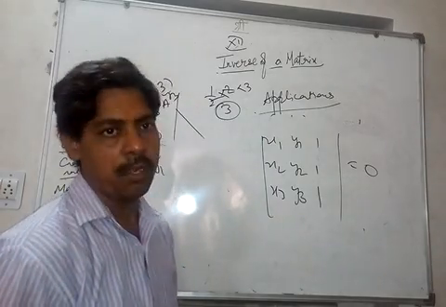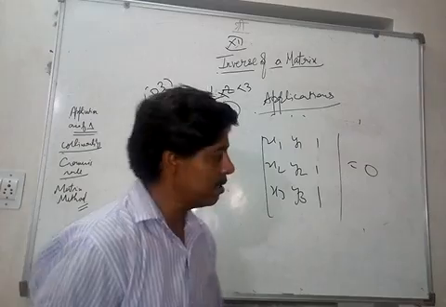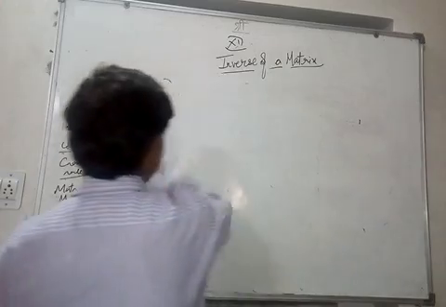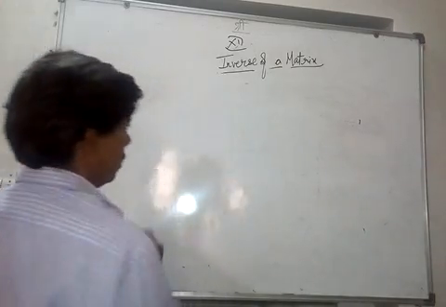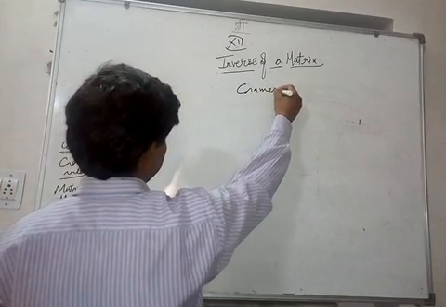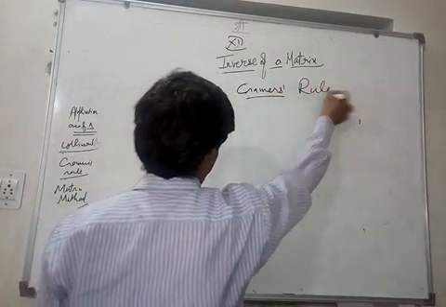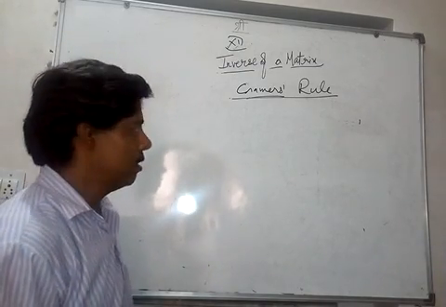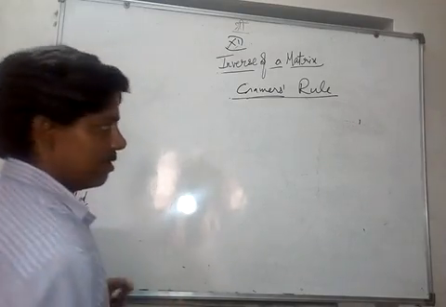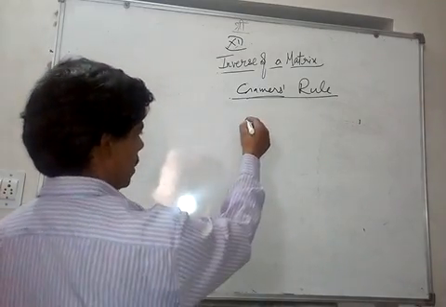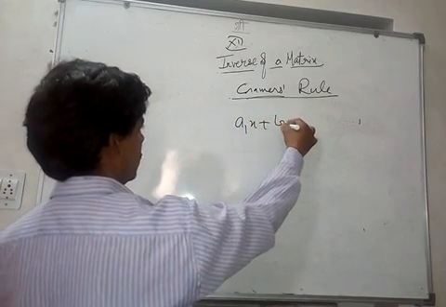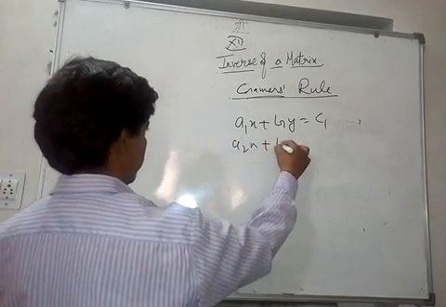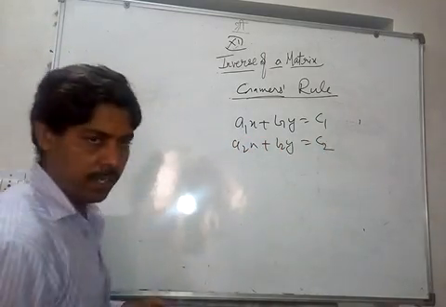Now we come to the most important application of determinants and matrices, and this is Cramer's rule. Cramer's rule is for solving a system of linear equations, 2 equations in 2 variables or 3 equations in 3 variables. Let us consider two variables: a1x plus b1y is equal to c1, and a2x plus b2y is equal to c2. You did this in class 10th also.